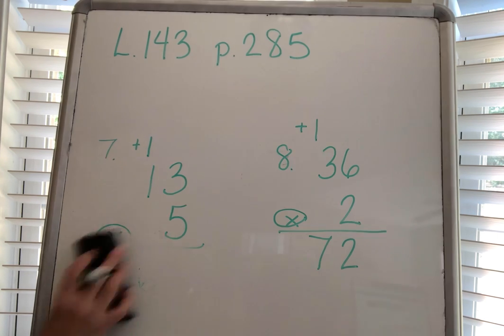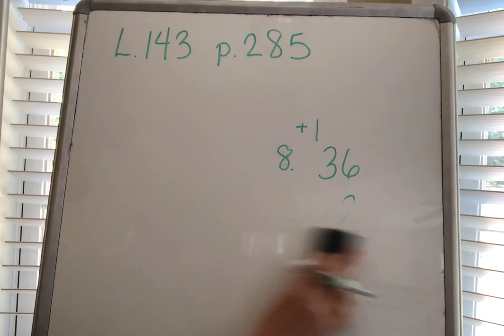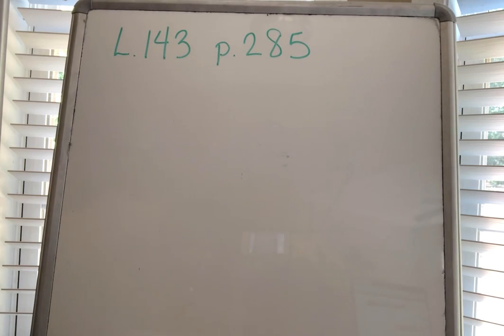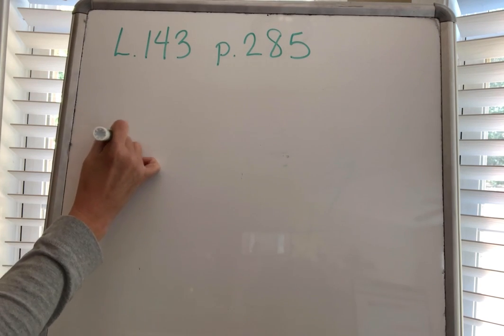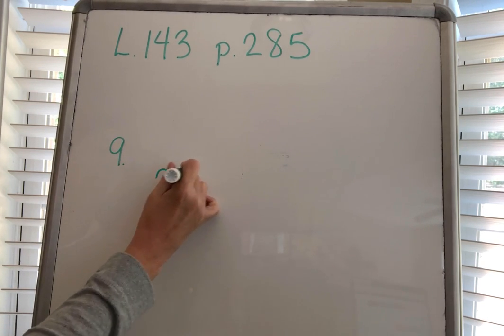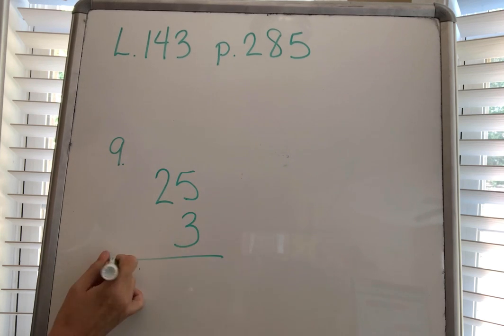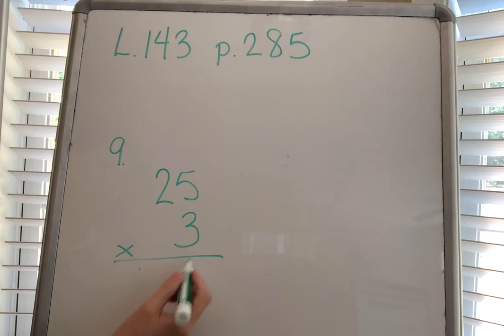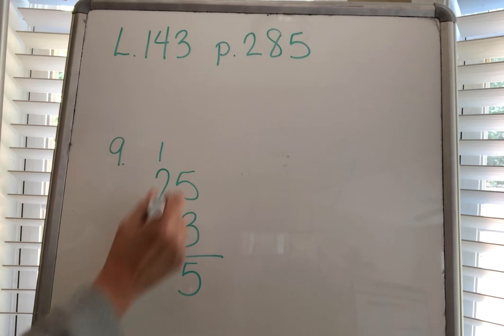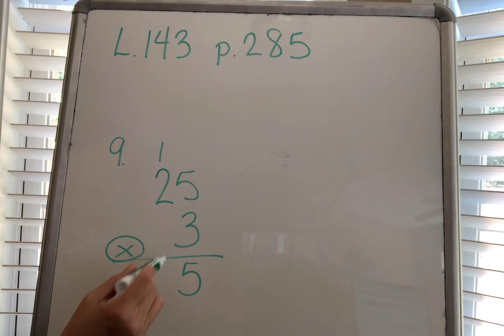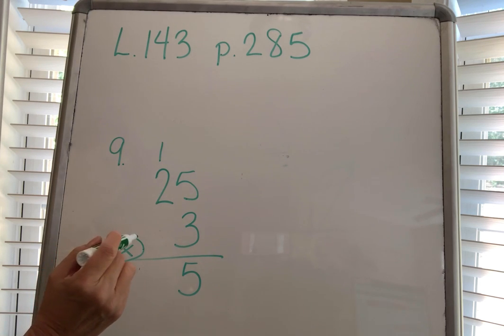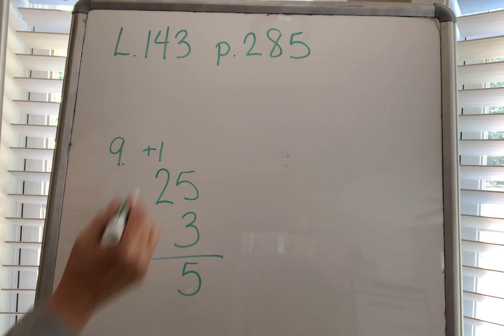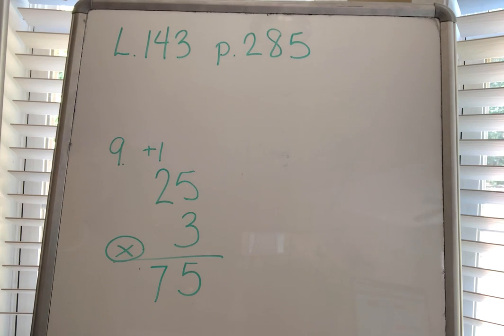All right, let's go ahead and take 7 down and 8 down. All right, and we'll go on to number 9. Number 9 is 25 times 3. Okay, again, we'll start in the ones place. Starting at the bottom, 3 times 5 is 15. I'm going to carry that 1, but we're going to go back and multiply before we add. 3 times 2 is 6, plus the 1 that was carried equals 7. 25 times 3 equals 75.